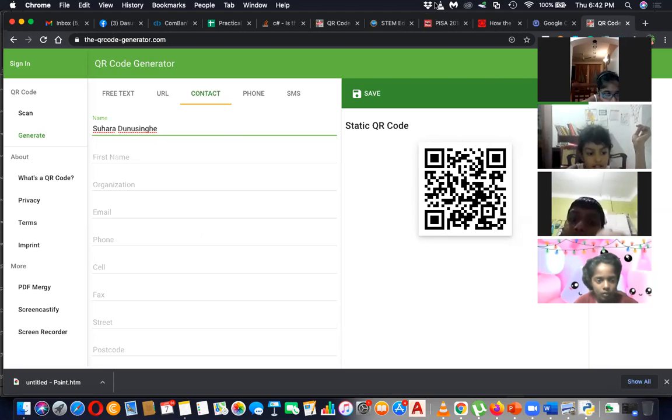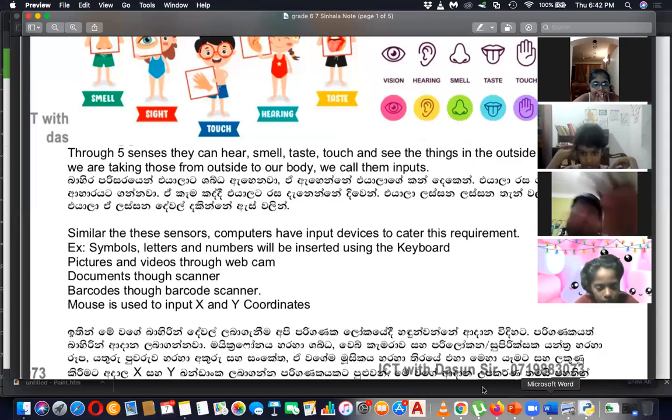Yes, sir. Right. In case this disconnects, please use the same link to join back. Right. Okay. Now you know.